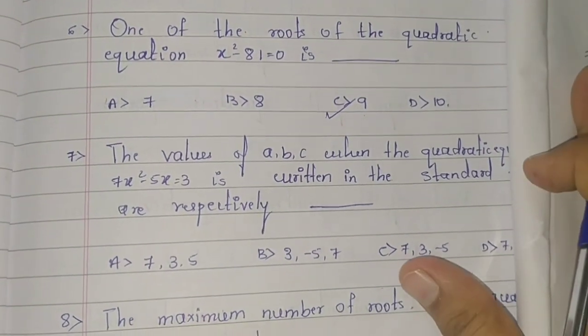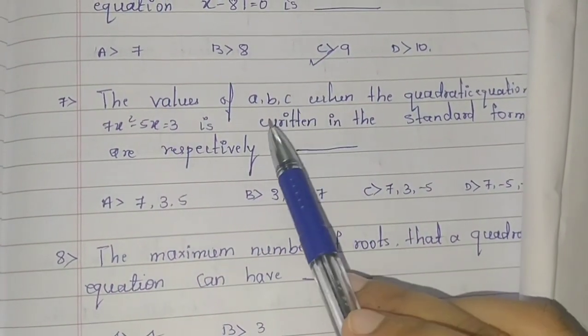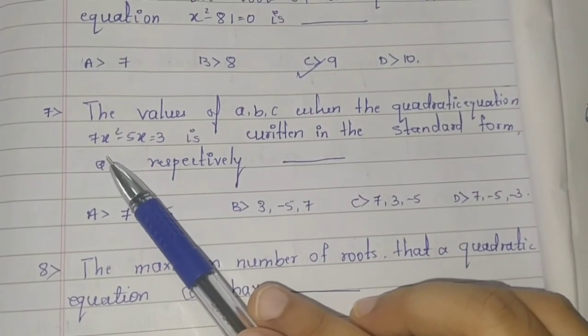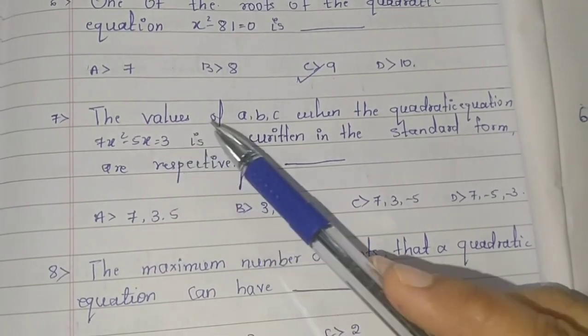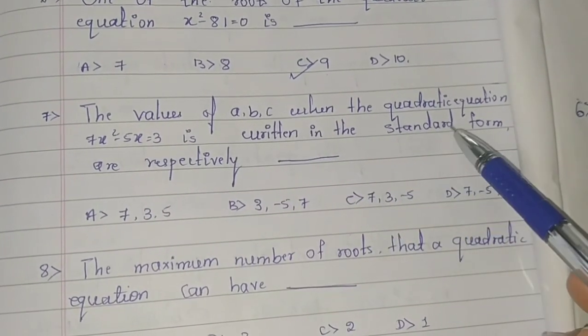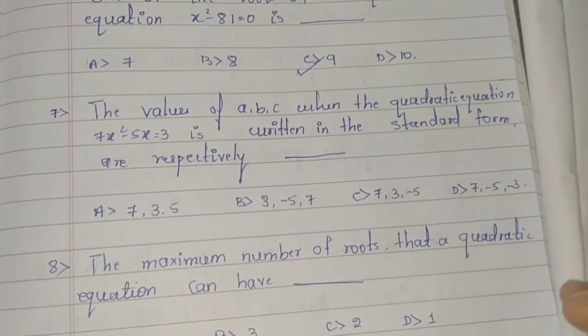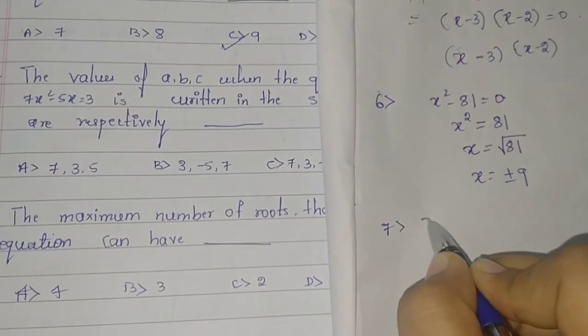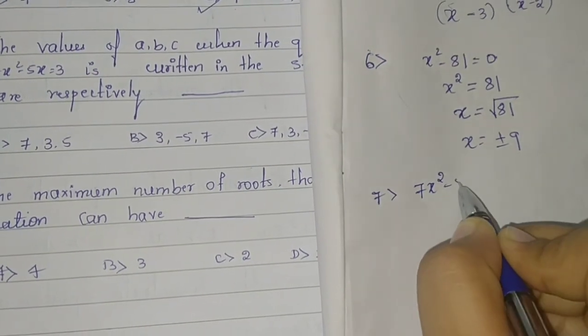Next one: the values of a, b, c when the quadratic equation 7x square minus 5x equals 0 is written in the standard form are respectively. So you have to see the next question, the seventh one, where you have to write this in standard form.